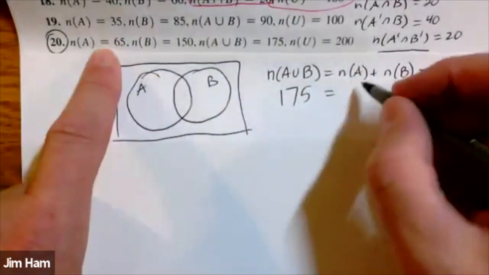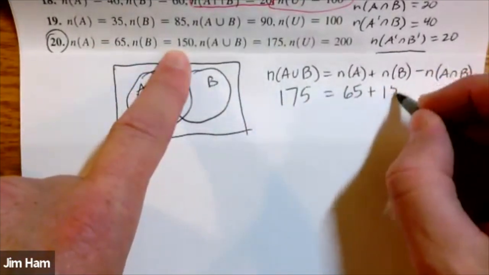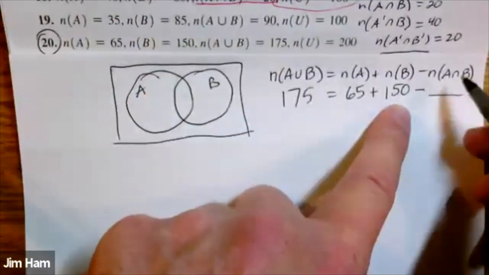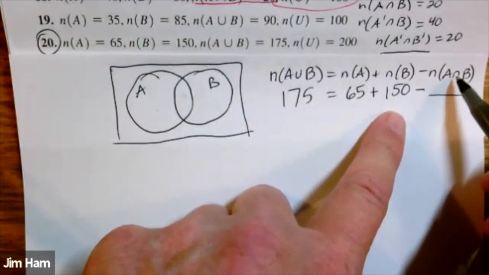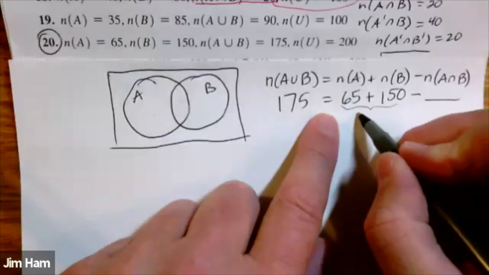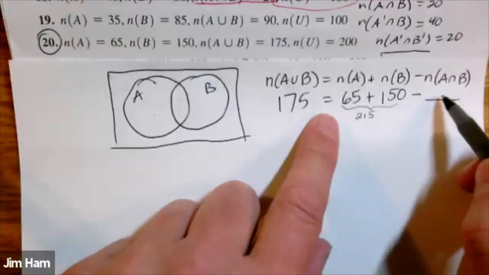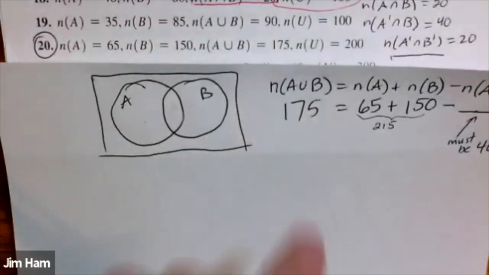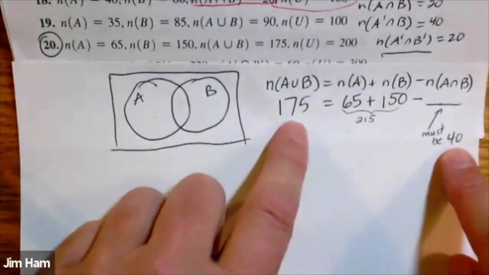They tell us that the number in A is 65. They tell us that the number in B is 150. And then we can deduce from what they've given us what this number must be. So 65 plus 150 is 215. So what do you have to subtract to get 175? Okay, good. Must be 40. Must be 40. This is 215. 215 minus 40 is going to give us.